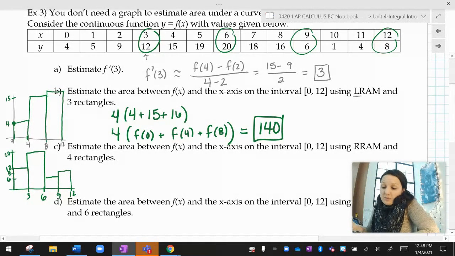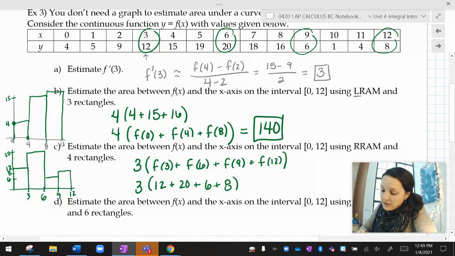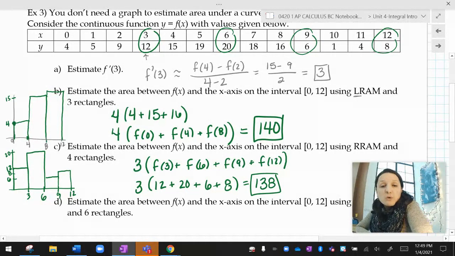And so if I want to estimate the area between f of x and the x-axis using RRAM and 4 rectangles, all of my widths are 3, and my heights came from f of 3, f of 6, f of 9, and f of 12. So I have 3 times 12 plus 20 plus 6 plus 8. So that's 20, 46. 46 times 3 is 138. Hey, that's pretty close to 140. Cool.